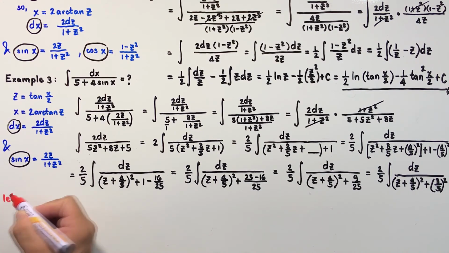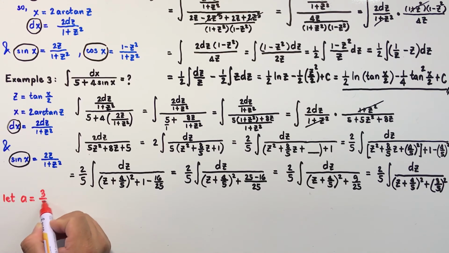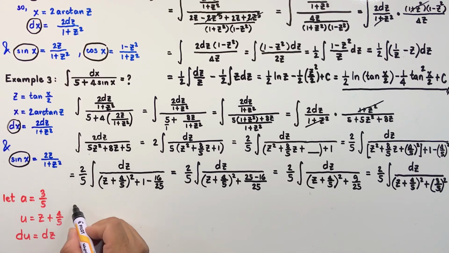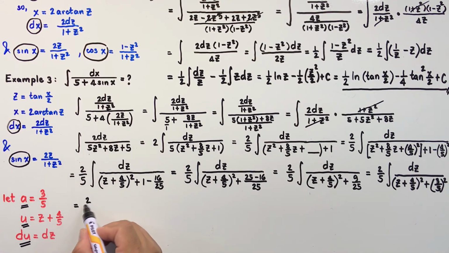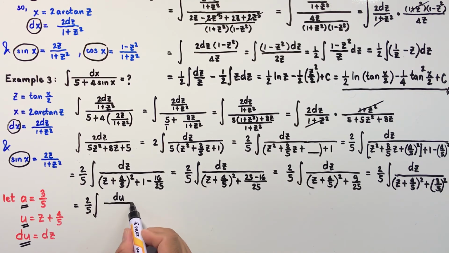So if you let your a be equal to 3/5, because we have a constant of 3/5 here, and our u there, which is z plus 4/5, we notice that our du here, if you get the derivative of z, is only 1. So we have 1 dz, because the derivative of 4/5 is 0. So substituting these representations of a, of u, and du here, we have 2/5 times the integral of dz, and dz is du here, and this will be divided by this square of z plus 4/5, which is u. So this is u squared plus the square of your 3/5, and 3/5 is a there.